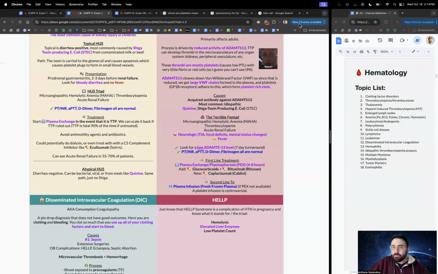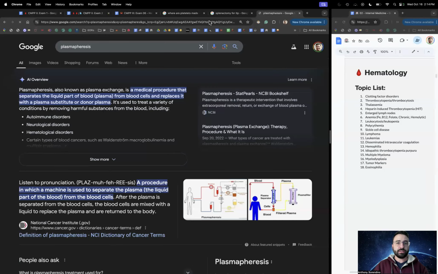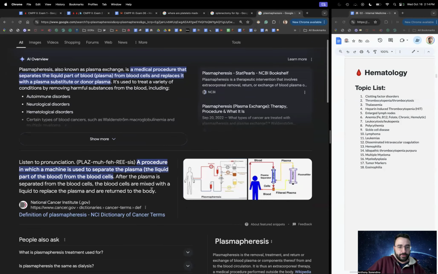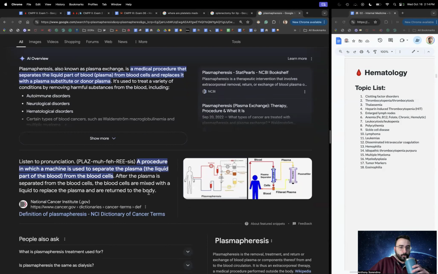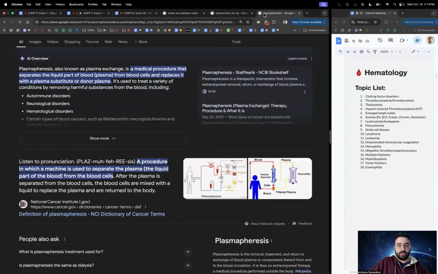And like, what is that? What is plasmapheresis? Obviously, it's taking plasma out and putting it back in. Just like giving you better plasma. Actually, plasma doesn't have platelets. Platelets are over here. So I don't really know why.